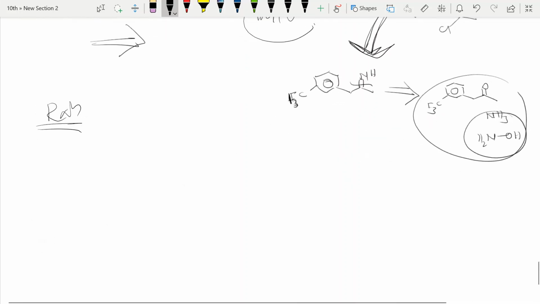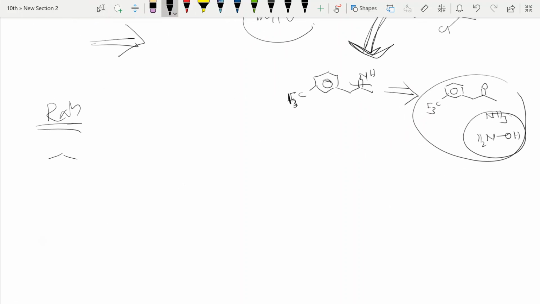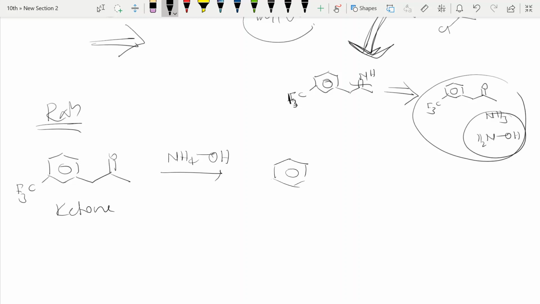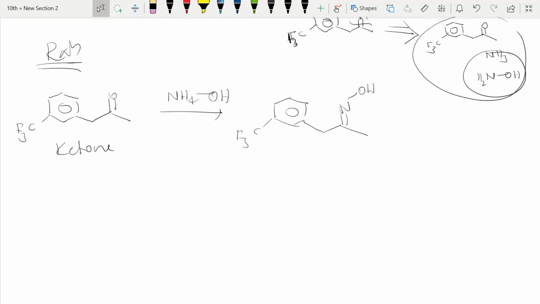So what happened, in the reaction, initially I will take the final retrosynthetic product first, CF3CH2COCl. So this is nothing but a ketone. To this I am going to add hydroxylamine, or I can add NH4OH. So what I will get is CF3, nitrogen with a double bond, and an OH group here. This I'll get if I add this reagent.